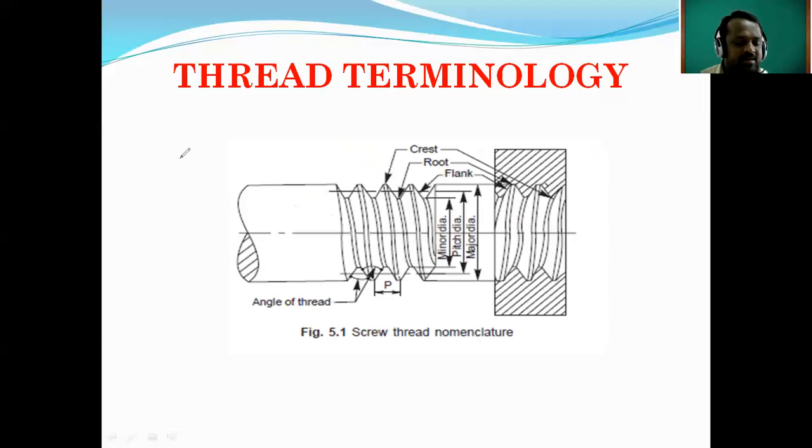Okay, which terminology is remaining? Lead. Can anybody tell about the lead, when we can call it the lead? Yes, Sudhir. What is meant by the lead?